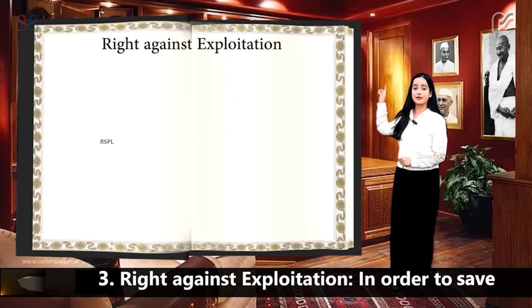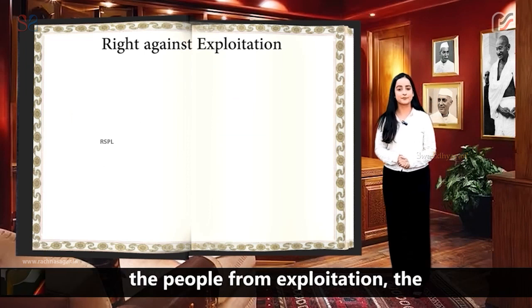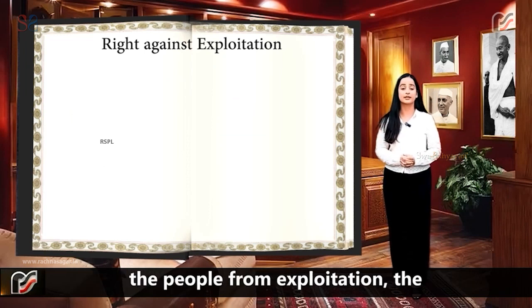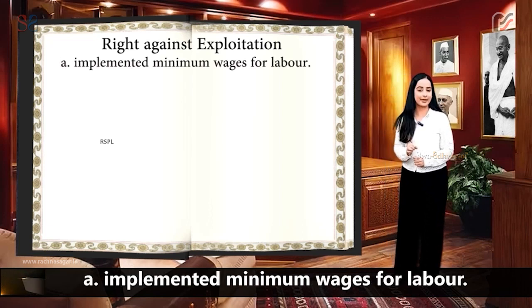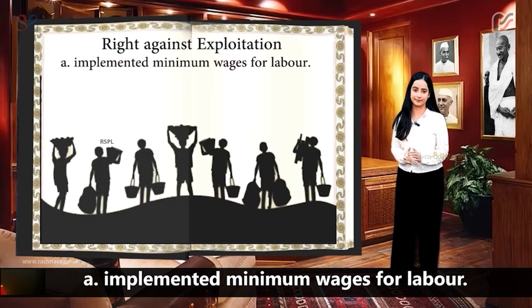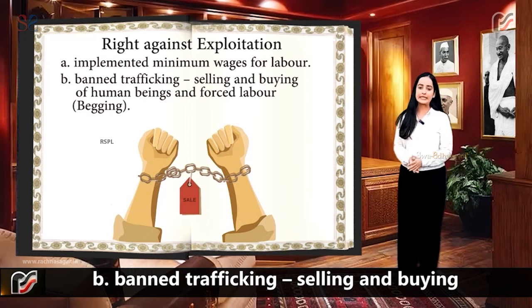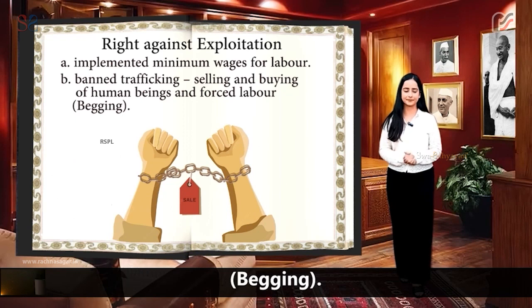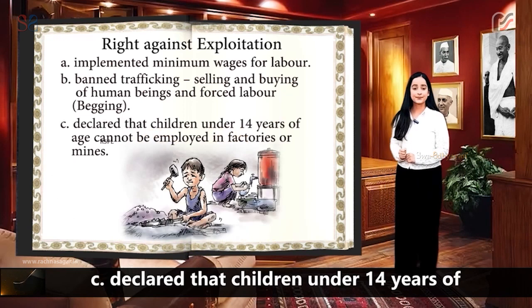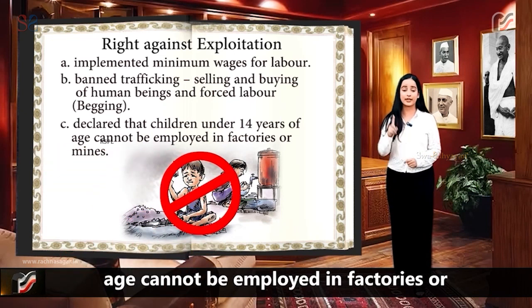Number 3. Right against exploitation. In order to save the people from exploitation, the Government of India has: A. Implemented minimum wages for labor. B. Banned trafficking, selling and buying of human beings, and forced labor, begging. C. Declared that children under 14 years of age cannot be employed in factories or mines.